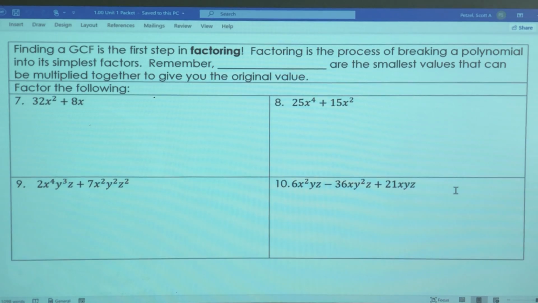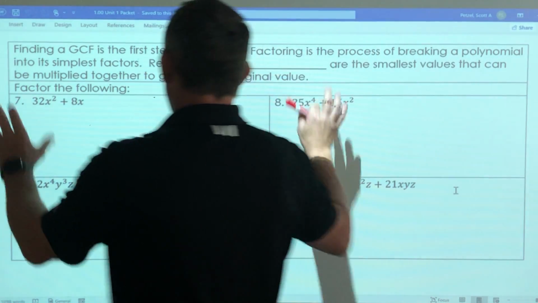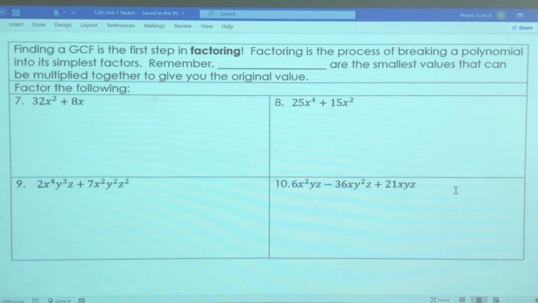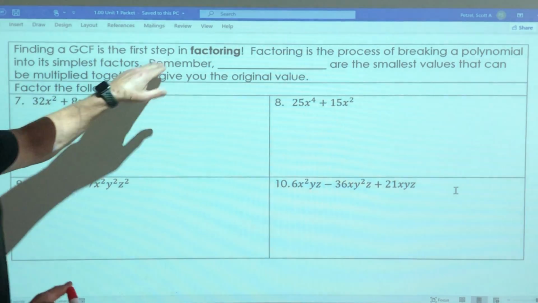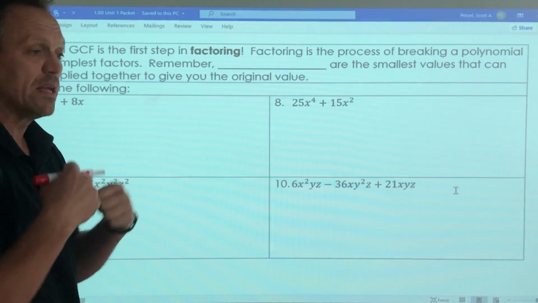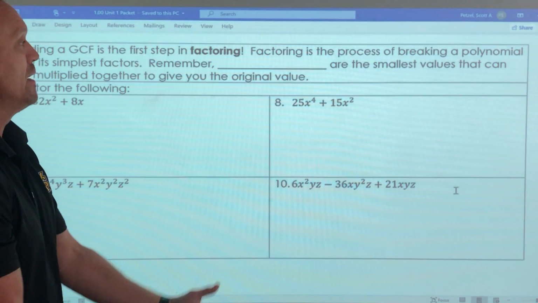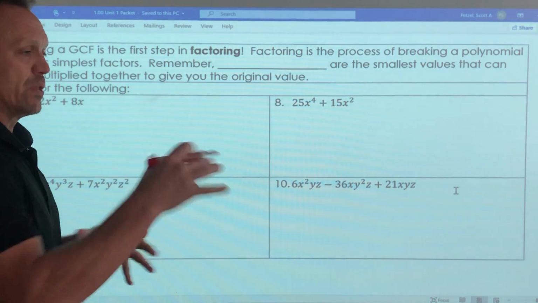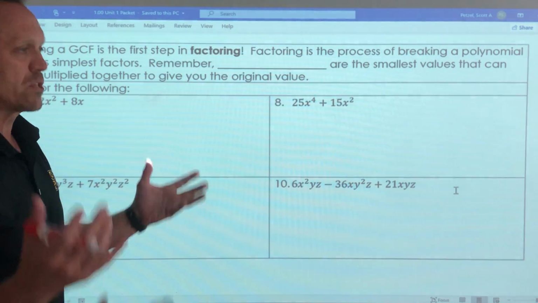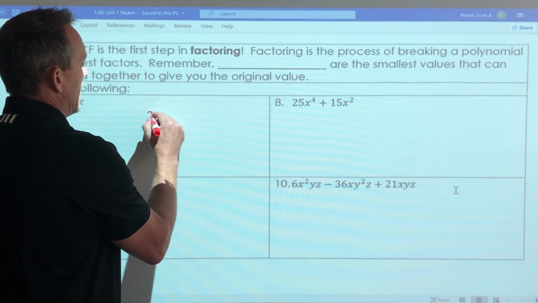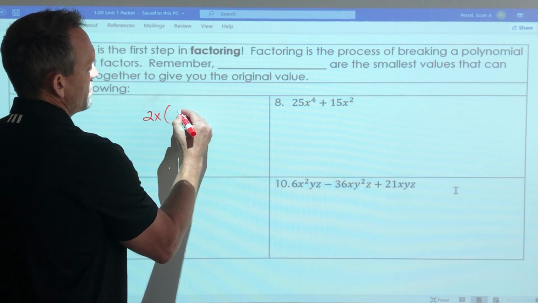Now, when we were doing this in class, again, I got this from somebody else, so I wasn't quite sure what they were asking. I was kind of reading it. So finding a GCF is the first step in factoring. Factoring is what we have in common. We're pulling things out. What do we have in common is what we're doing with factoring. We're trying to pull things out so that, for instance, previously you learned how to do something like this, right?